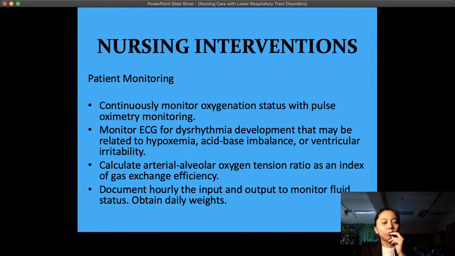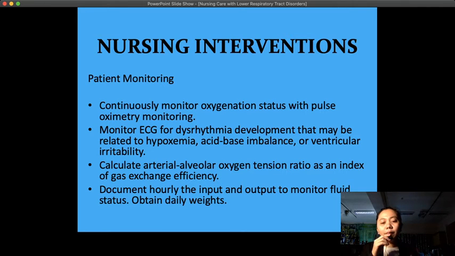So patient monitoring: continuously monitor oxygenation status with pulse oximetry monitoring. Monitor ECG for dysrhythmia development that may be related to hypoxemia, acid-base imbalance, or ventricular irritability. Calculate arterial alveolar oxygen tension ratio as an index of gas exchange efficiency, and document hourly the input and output to monitor fluid status. Obtain daily weights.